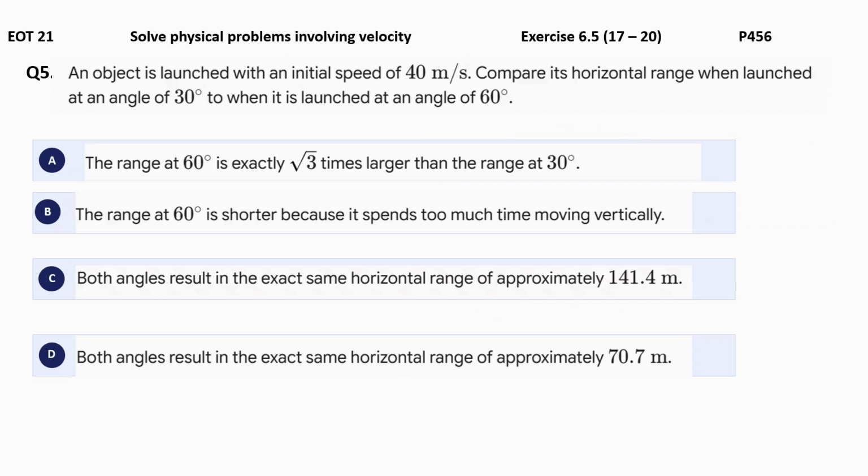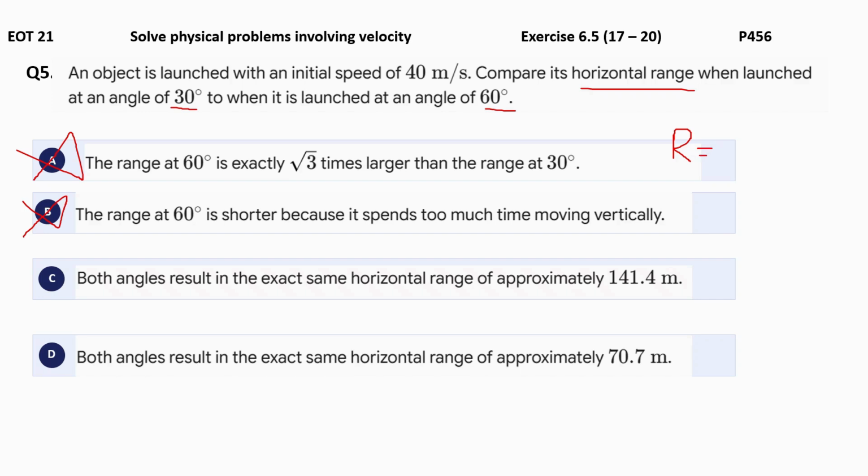This question is an extended version of the previous one. They asked to compare the horizontal range. When we look at the angle 30 degree and 60 degree, we know it is not option A, also not option B. It is exactly the same horizontal range, but what? It is differing just by the value. For that, you are supposed to find the horizontal range.